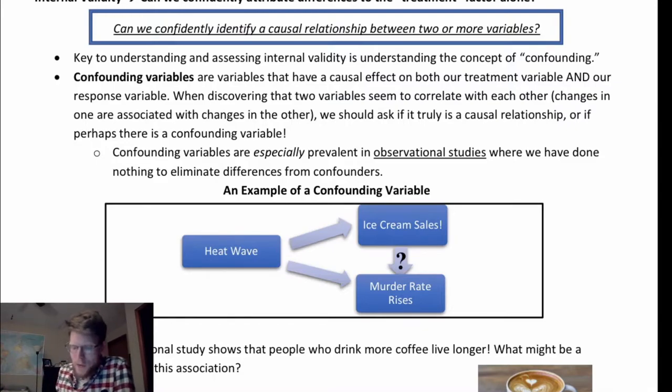So this would be confounding, and when we're designing our study, we want to make sure we're preventing confounding from throwing off our work. We want to try to eliminate all the different confounding influences and control our setting and our environment as much as we possibly can.